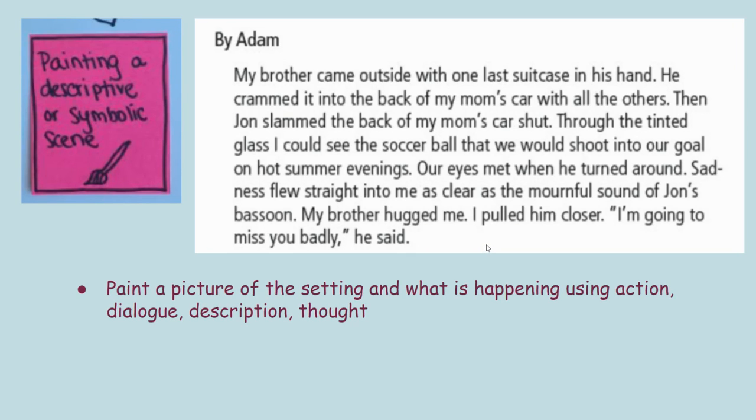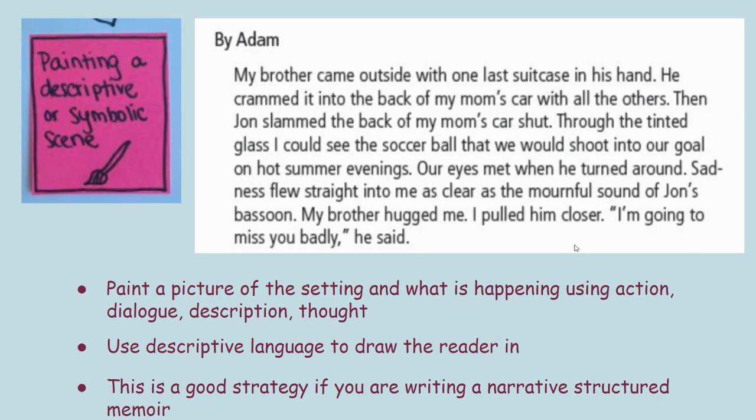Okay, so you could see here that this strategy is when you would paint a picture of the setting and what's happening using different types of narrative details, such as action, dialogue, description, and maybe even thought. So you can see here in Adam's, he has a few of these. He has some dialogue, some description, and even some action. You definitely would want to use descriptive language in this particular type of lead to draw the reader in and to make it clear to them what's going on. This is a great strategy if you're writing a narrative structured memoir. So, if you're deciding that you want to write your memoir to sound more like a story, then painting a descriptive scene in the beginning would be a great way to start.